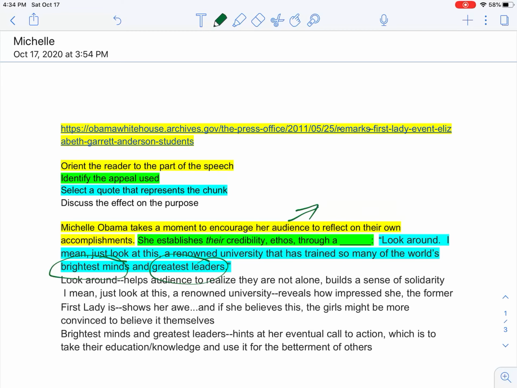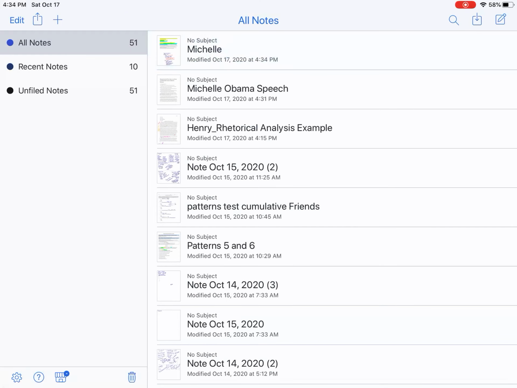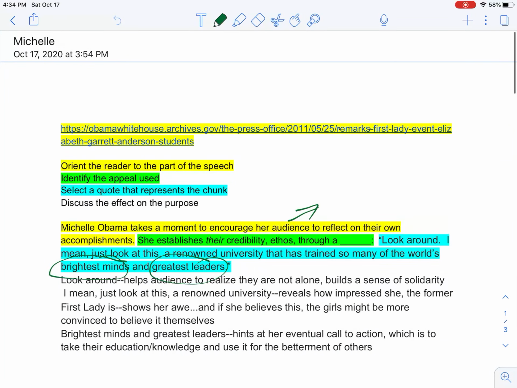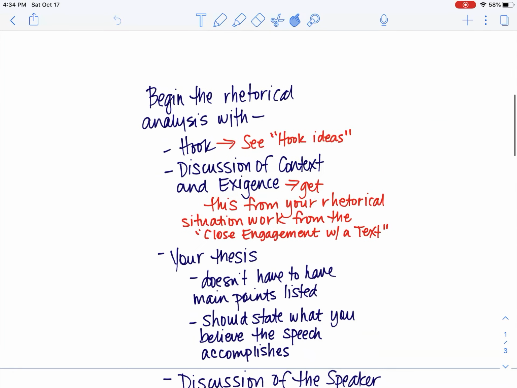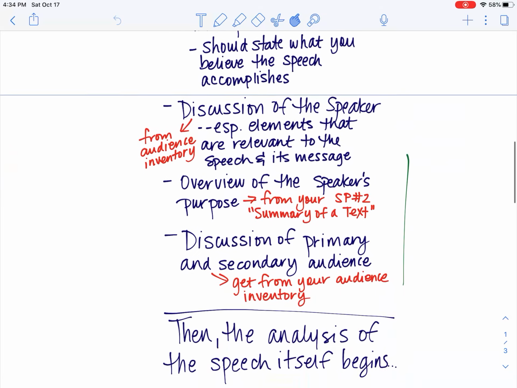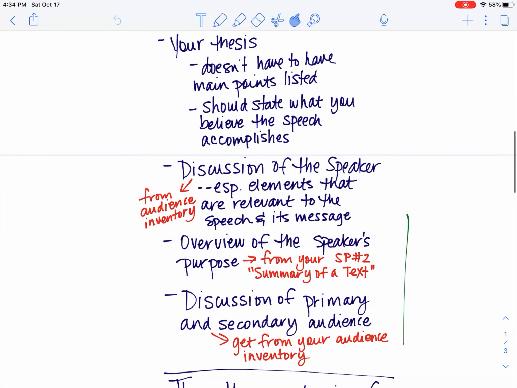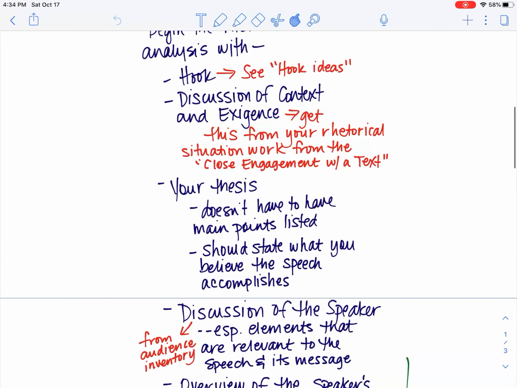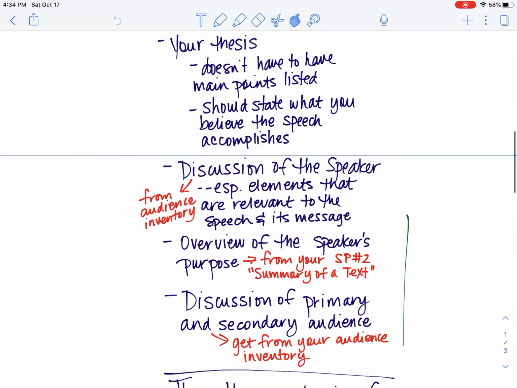Okay, so my purpose for showing you this is to, first of all, just recap what the overall structure will be, which again is going to be starting your paper like this. You don't even get into the actual analysis of the speech itself until probably a page and a half into your rhetorical analysis. But I don't want you to get stressed out about that because you honestly already have a lot of this stuff figured out. You're orienting the reader, getting them knowledgeable about the speech itself, an overview.